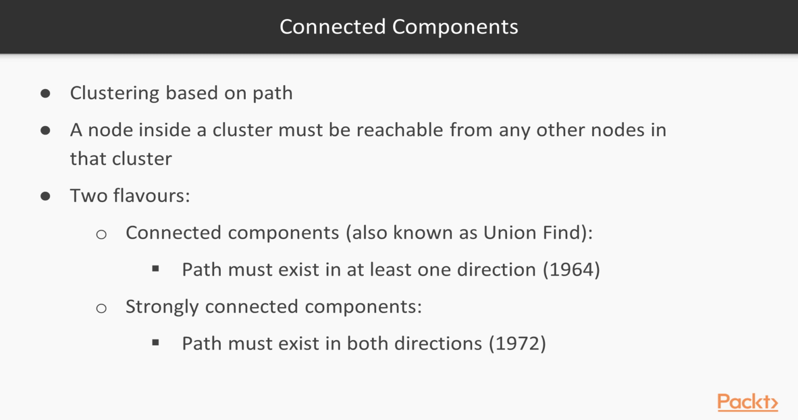Let's now investigate another method, which is called connected component analysis. This method is based on paths and gathers nodes in the same cluster when there exists at least one path between them. There is a stronger version of this algorithm where a path is required to exist in both directions. How does this algorithm behave on our Karate Club graph?